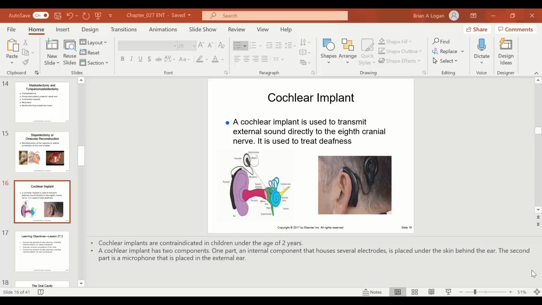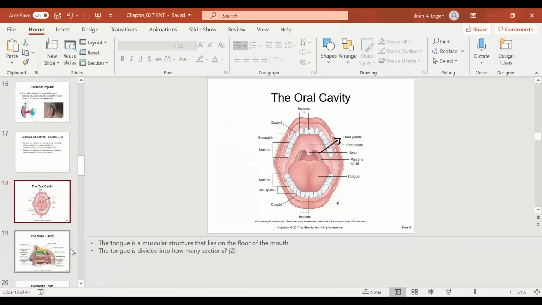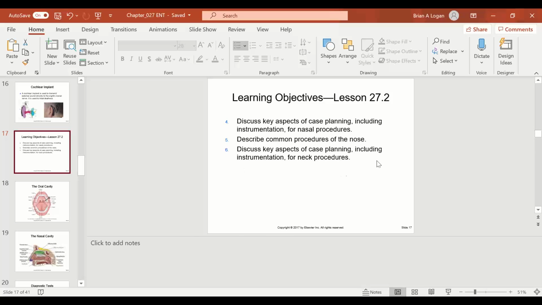Does anybody have any questions? We're gonna pause here. That's it for the ear. When we get back, we're gonna talk about the throat and the nose on Wednesday.